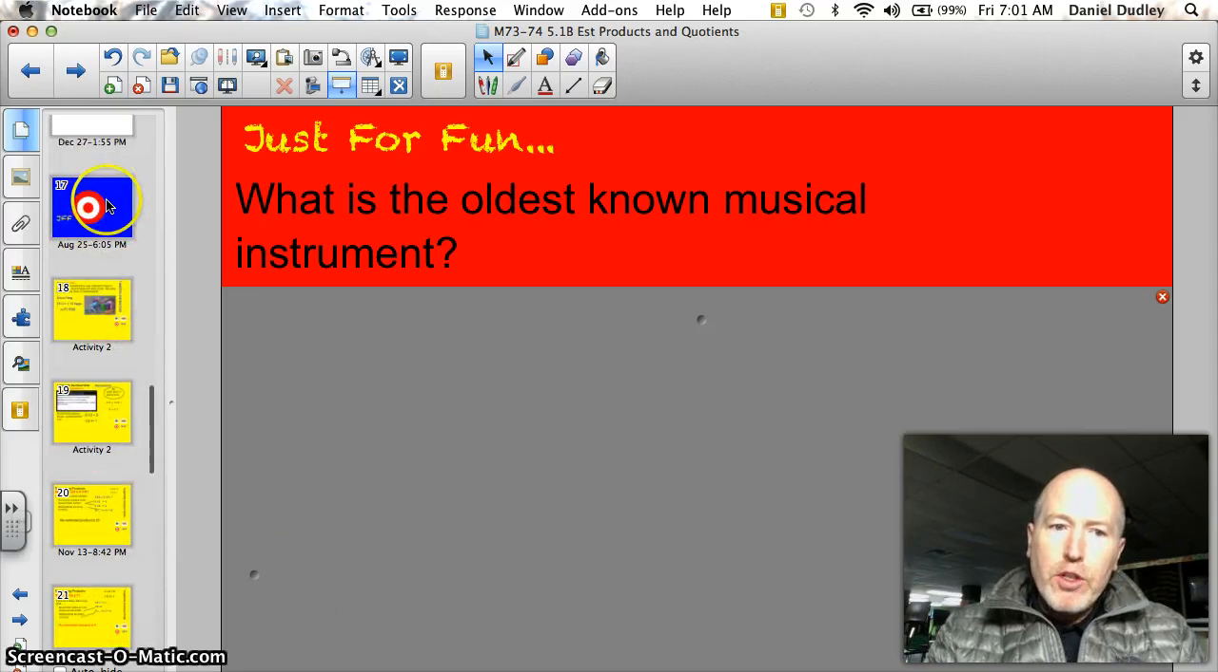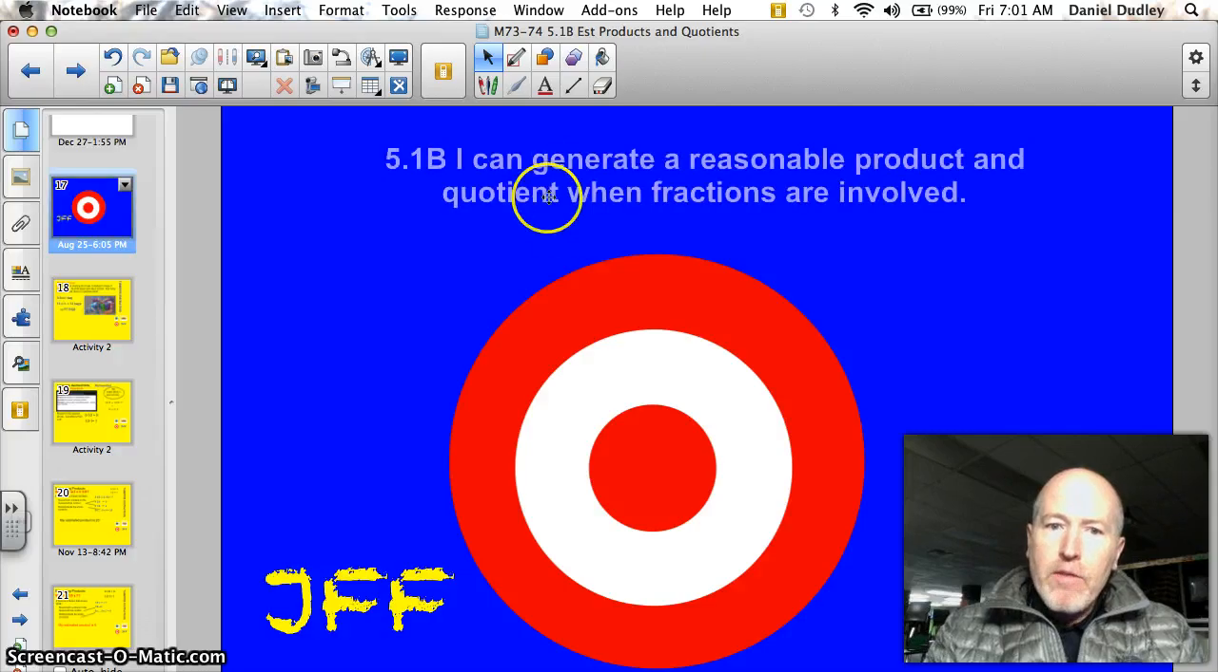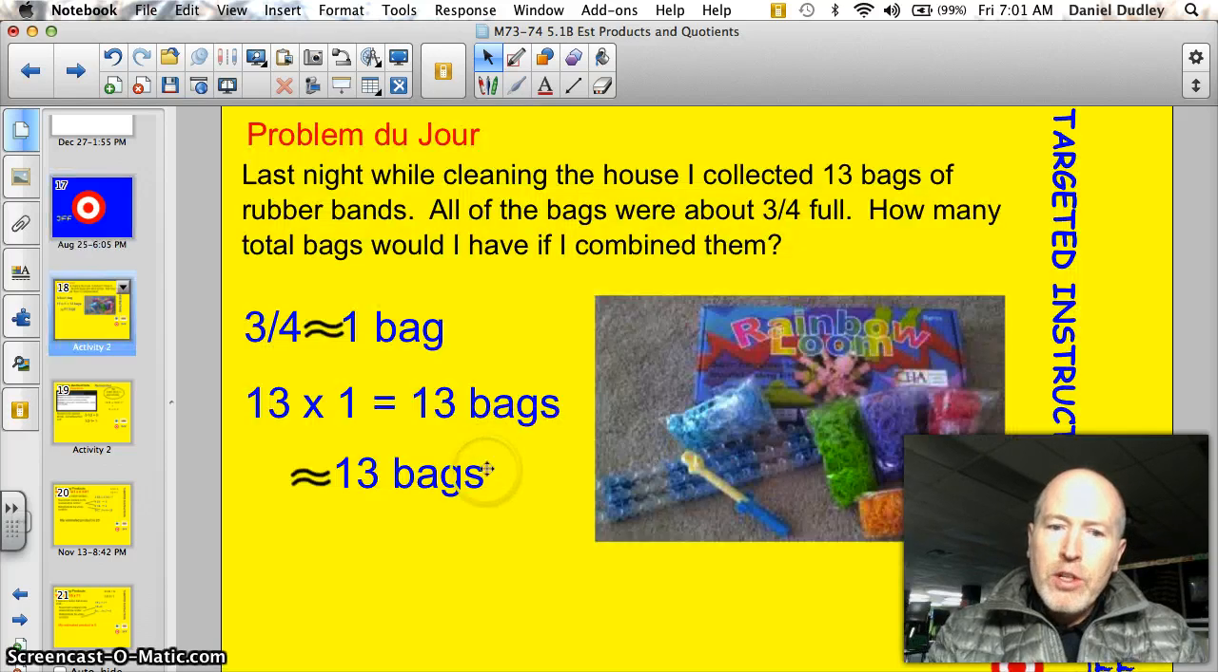But first, the official target for tonight is 5.1b. I can generate a reasonable product and quotient when fractions are involved. Here's the problem du jour.